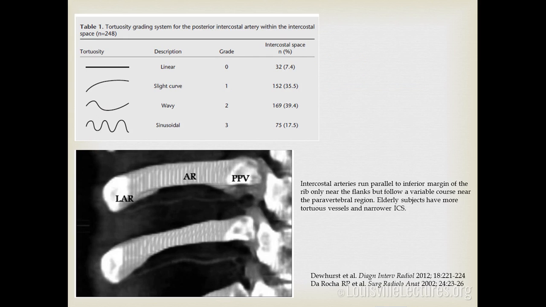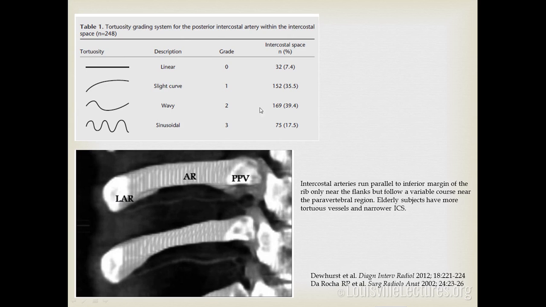Okay, this is where it gets interesting. Remember how in medical school we were taught that the neurovascular bundle travels along the inferior margin of the ribs, and so you should always go above the rib. Remember we were all taught this? Well, I hate to tell you that that's not always right. In fact, most of the time it's not right. So there are these two studies. One was a cadaveric study, one was a CT study.